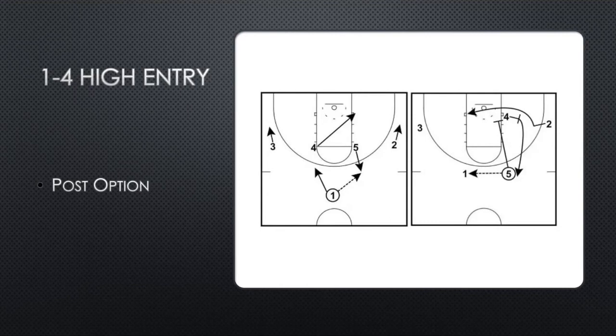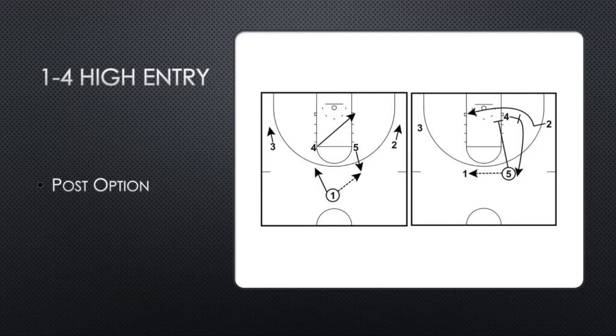You have your post option. So 1 for a high, 1 has the ball, 5 pops out, they make a pass over to 5, 4 dives down to the opposite block. 5 gets the ball here, they can look for 4. 4 can get down here and they can post up, right? So this is an option.